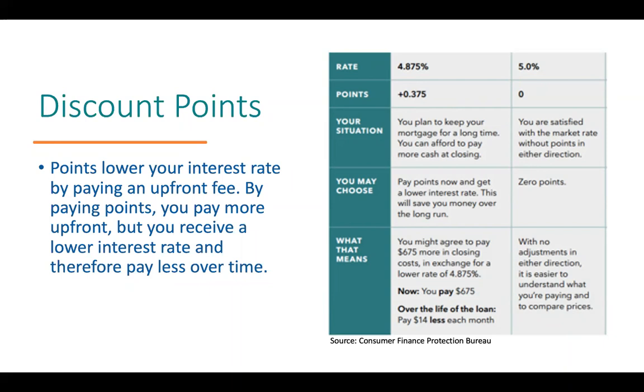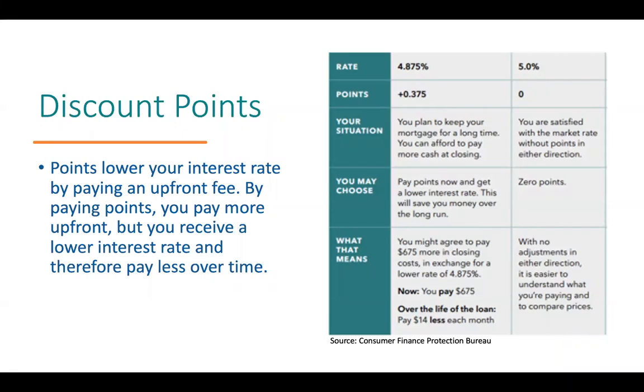But I have an example here that I got from the CFPB website. You'll see there that you have two different rates, 4.875 and then a 5%. You'll see that on the right side, the example is they have chosen not to pay down any with any discount points. Whereas the other one, they're going to pay it down.